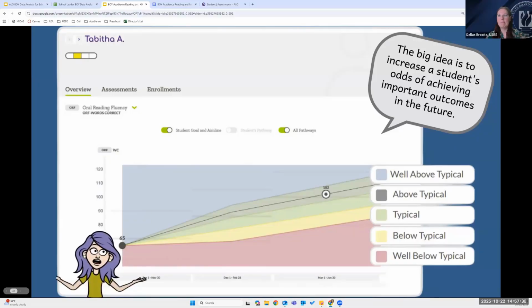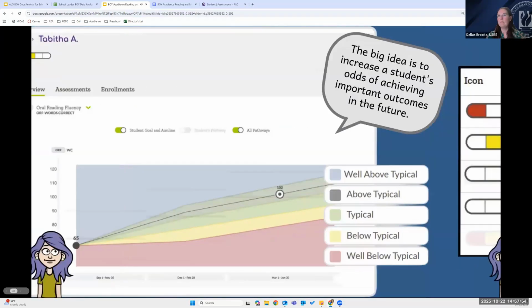Really, it all boils down to this one big idea. We're using data to do more than just measure progress. We're using it to actively improve a student's trajectory and enhance their long-term opportunities for success. It's all about shaping brighter futures.